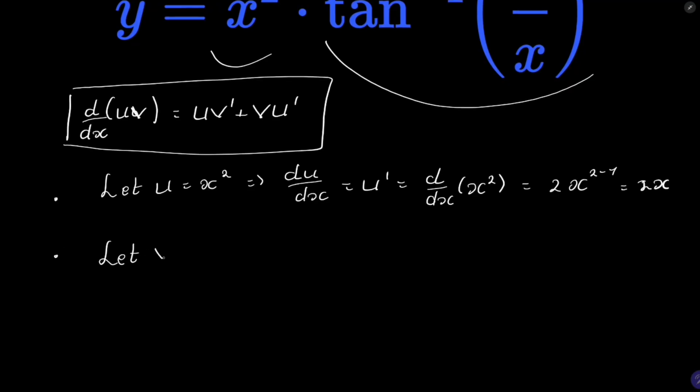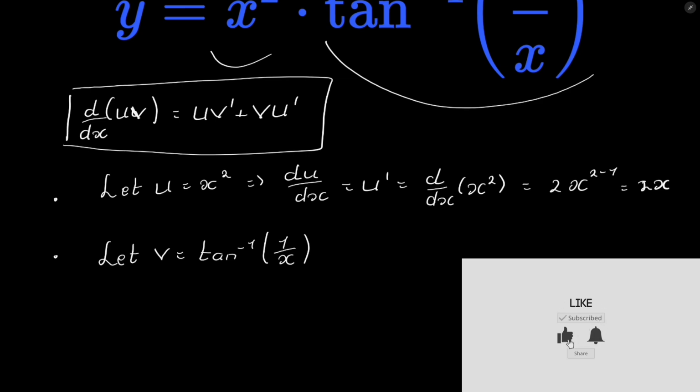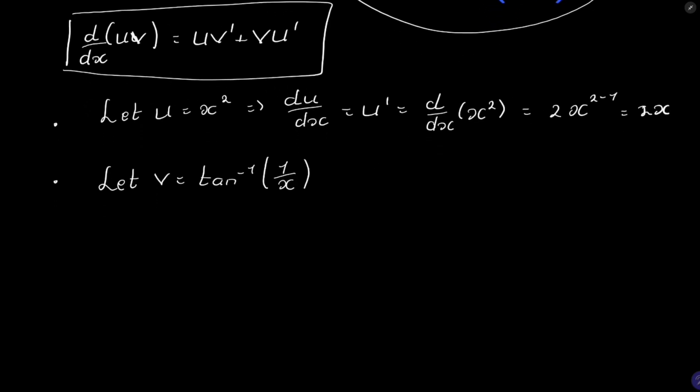Let v be equal to tan inverse of 1 on x. What was the first thing we noticed about this? We noticed that v is a function of another function. That tells us that in order to calculate v prime, we need to apply the chain rule. So what does this chain rule tell us?